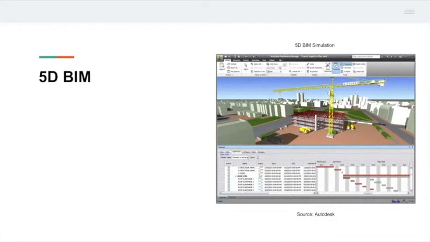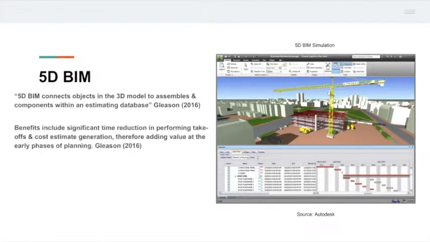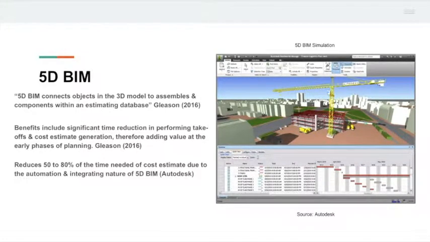5D BIM. 5D BIM is pretty much an intelligent linking of individual components within the model with schedule. With the schedules will be time, then cost-related information. 5D BIM is a 3D model of assemblies of components within an estimating database. Another key benefit is 5D BIM reduces 50 to 80% of the time needed for cost estimates due to the automation and integrating nature of 5D BIM.